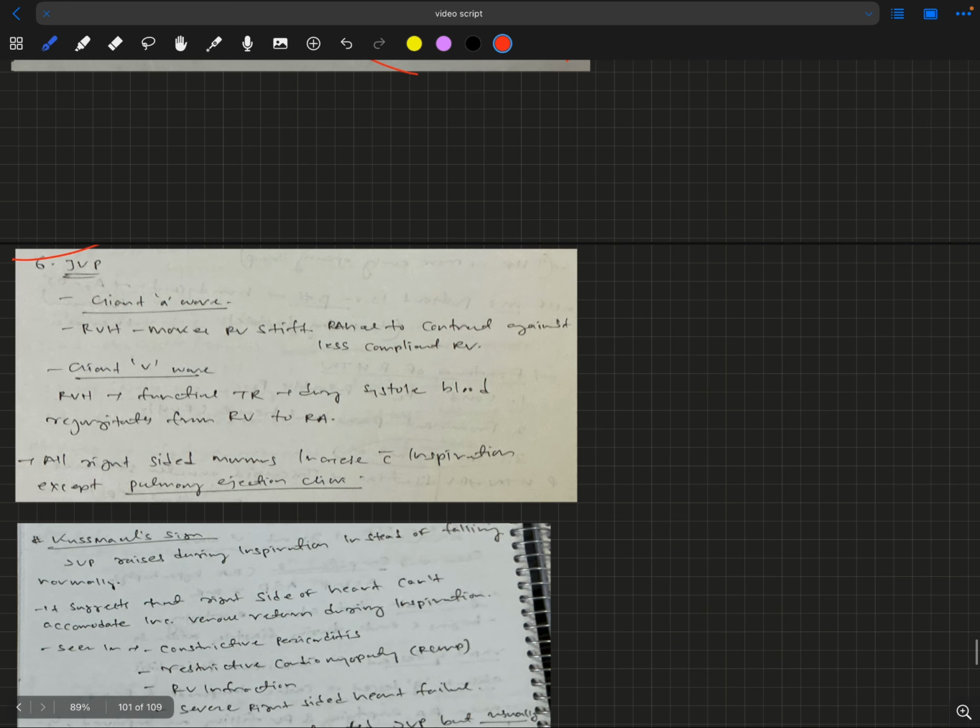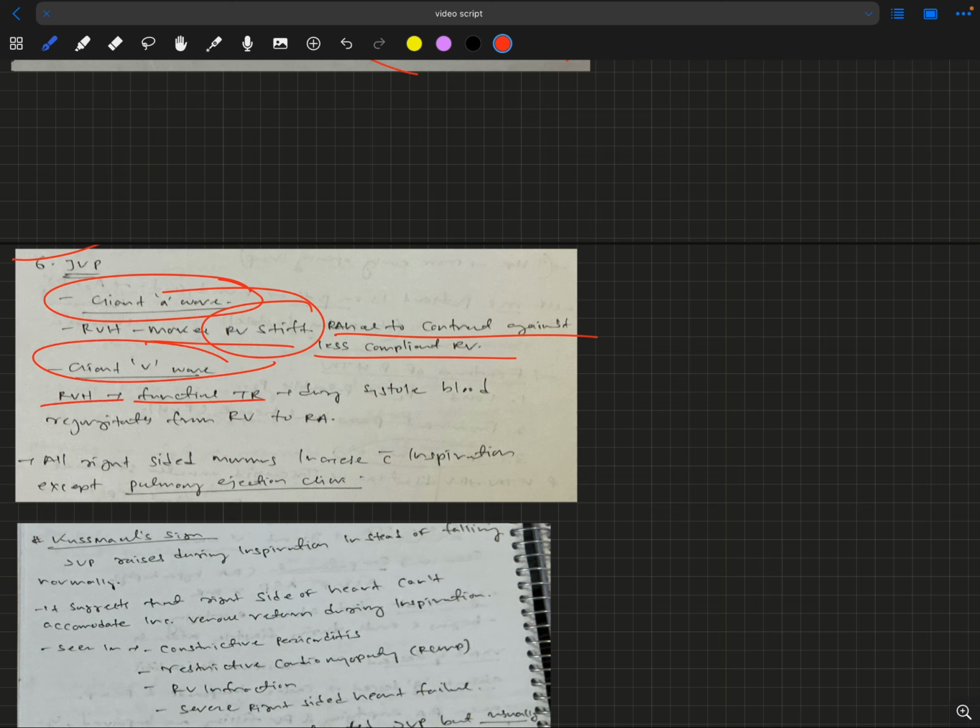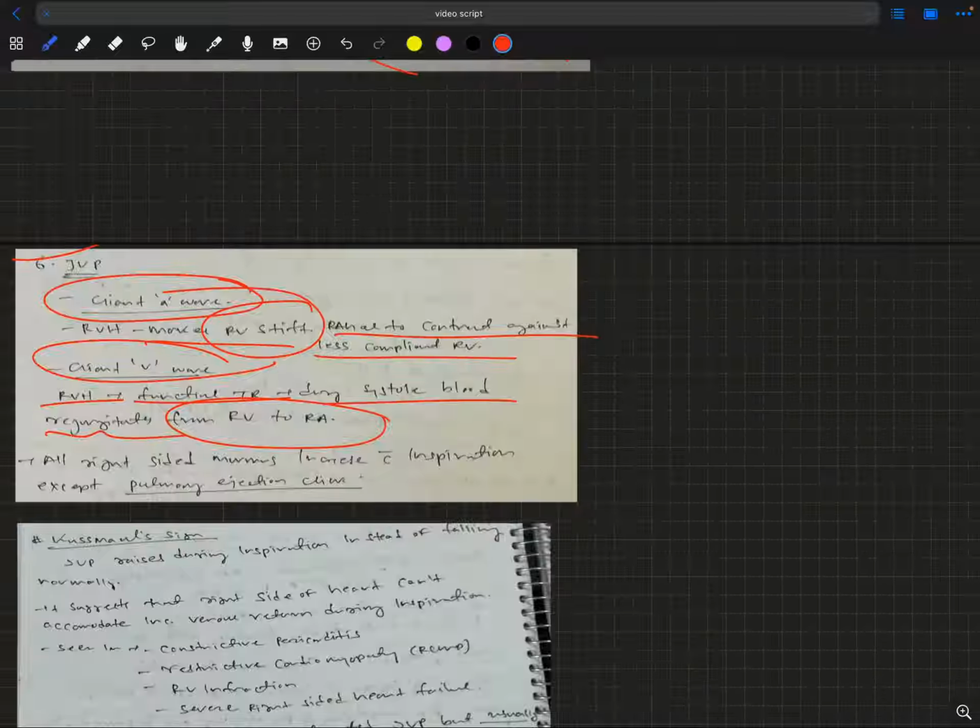In the JVP we see a giant A wave. Giant A wave is seen in case of forceful right atrial contraction, as in tricuspid stenosis. In RVH, the right ventricle is stiff, so the RA has to contract against a less compliant right ventricle, with more force. That will lead to a giant A wave. A giant V wave is seen in RVH and functional tricuspid regurgitation due to annular dilatation. During systole, the blood regurgitates from the right ventricle back into the right atrium. That leads to a large V wave.